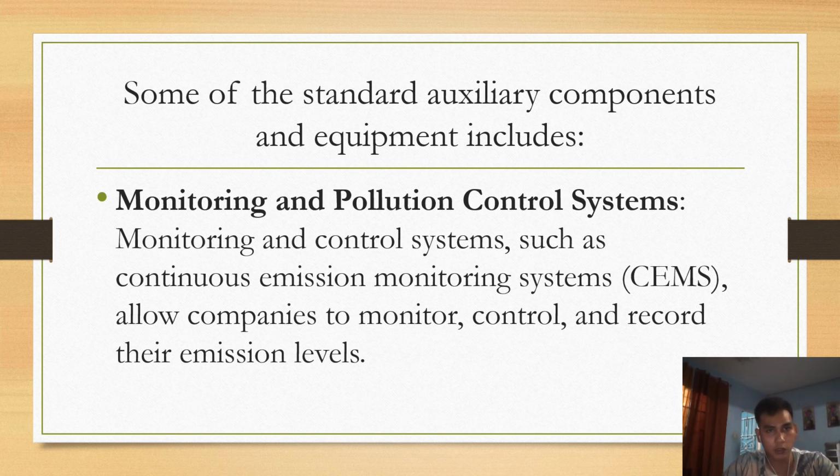Monitoring and control systems such as continuous emission monitoring systems or CEMS allow companies to monitor, control, and record their emission levels. By doing so, they can better track their emissions output and system efficiency, as well as update their systems accordingly to better align with environmental or budgetary standards.